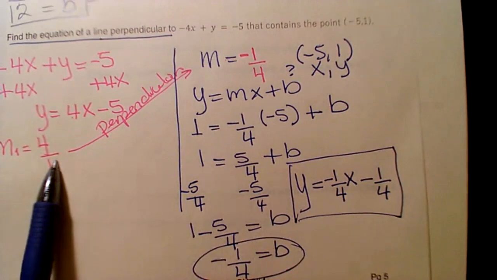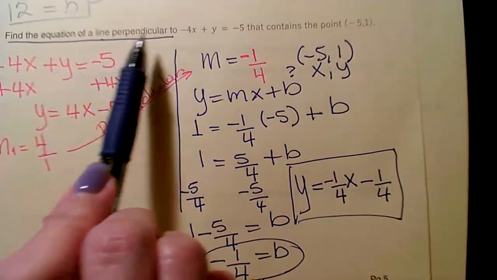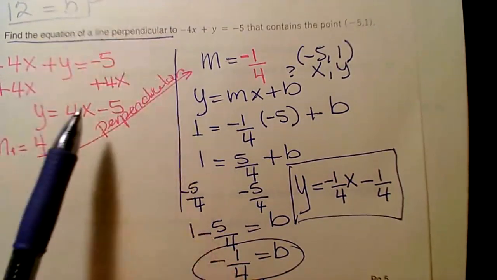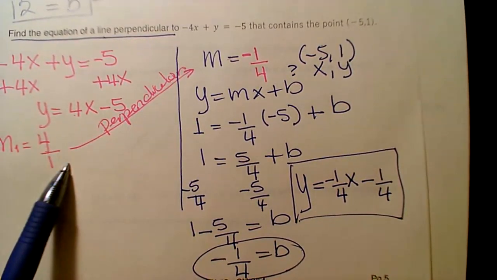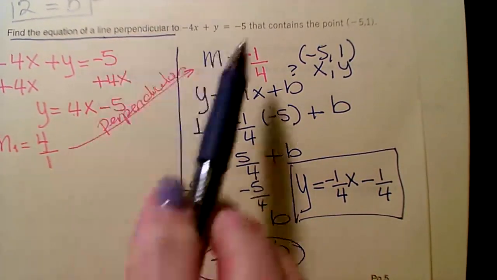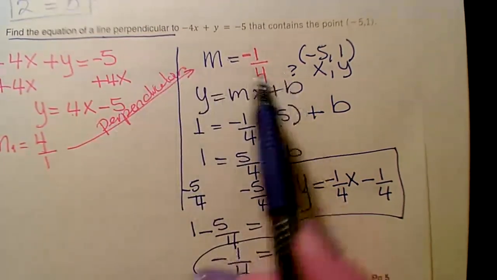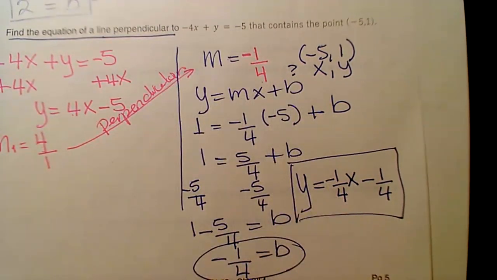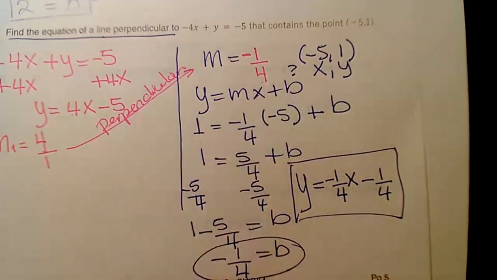This line is perpendicular to this one. Okay? It says find the equation of the line perpendicular to this one. First, I found the slope. Found the perpendicular slope, meaning it would be the opposite and the reciprocal. And now they're giving me a point. So all I need to do is find my b, my y-intercept.